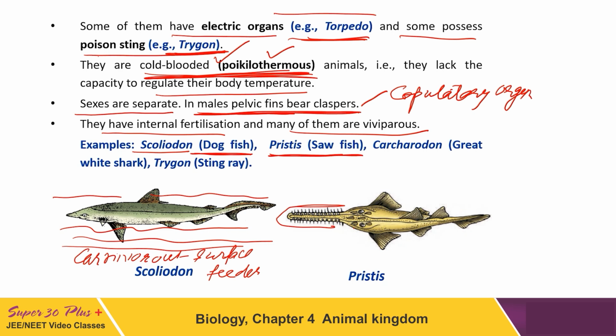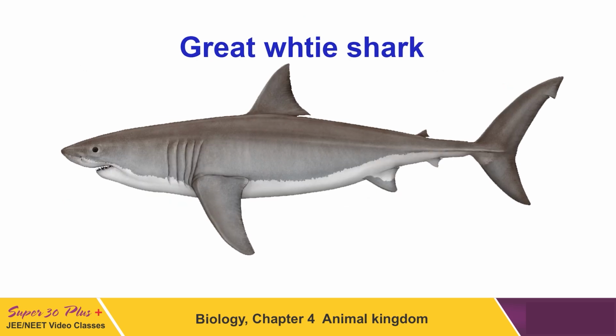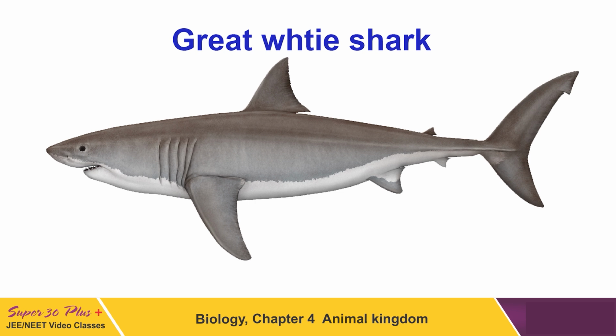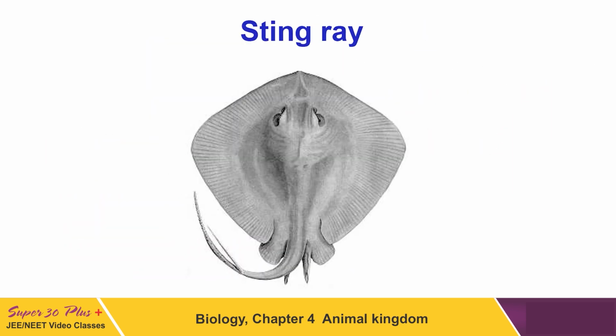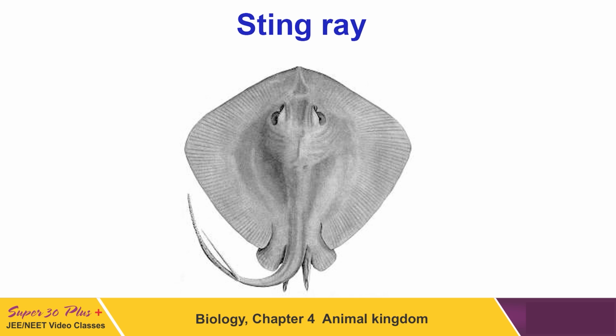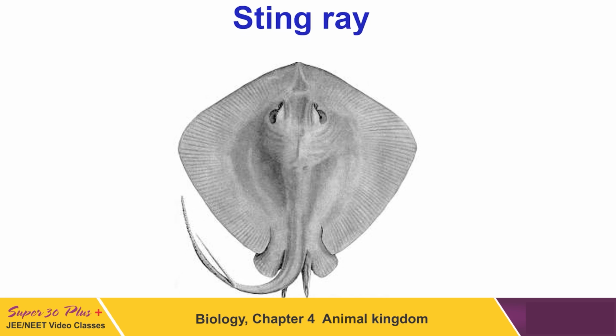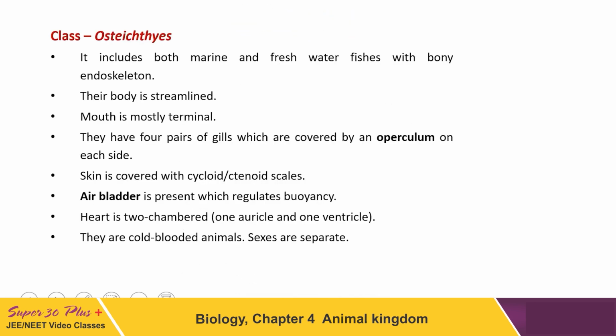This is Pristis. Then this is Carcharodon, the great white shark, very important, very furious. And then Trygon is there, known as stingrays, which have a poisonous sting. Come to the next now. Next class, that is Osteichthyes.